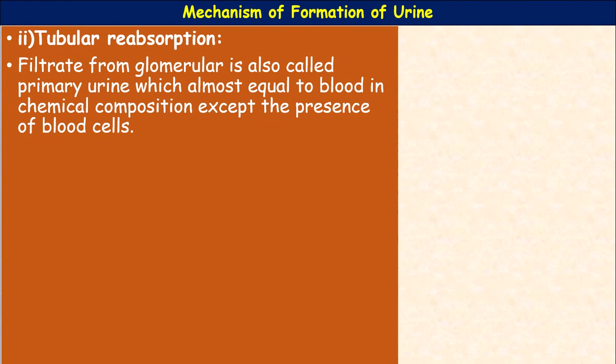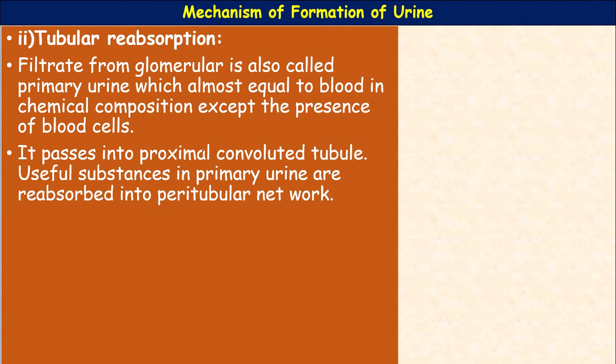So here the filtrate from the glomerulus is also called primary urine, which is almost equal to the blood in chemical composition except for the presence of blood cells. The remaining chemical composition is similar to blood. That's why it is also called primary urine, not final. Okay, so it passes into the second part, immediately after the glomerulus. What is that part? Proximal convoluted tubule.